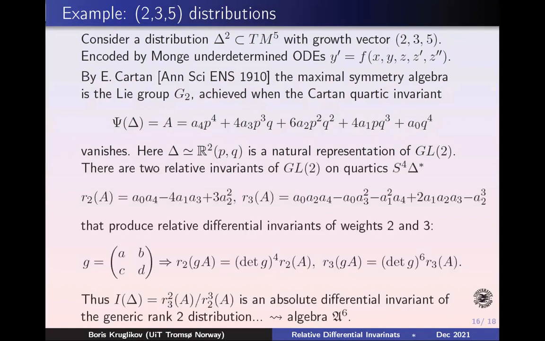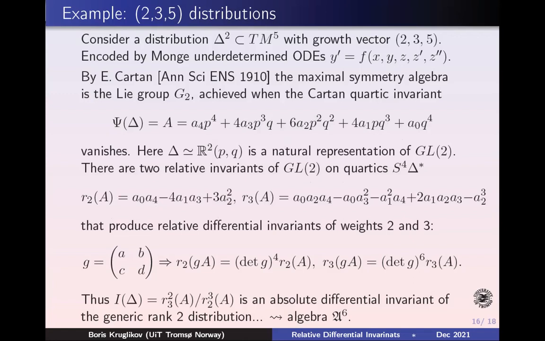Now, there are two relative invariants here, and they can be derived from this quartic. When we see GL2 acting on quartics, there are actually two invariants. You can take R2 of A and R3 of A, of those coefficients. Here's the expression: one is quadratic, the other is cubic. And this quadratic and cubic say precisely that the weights of the invariants are 2 and 3.